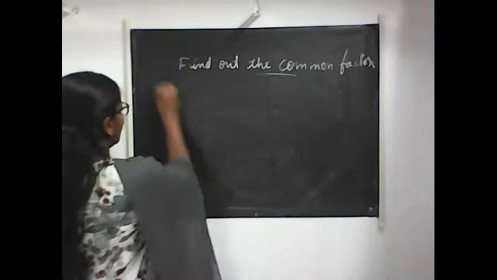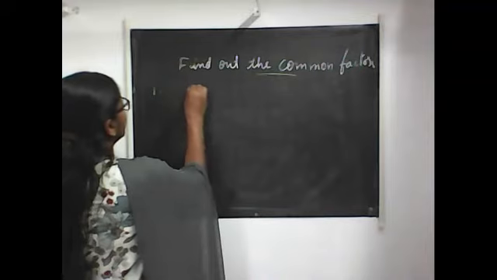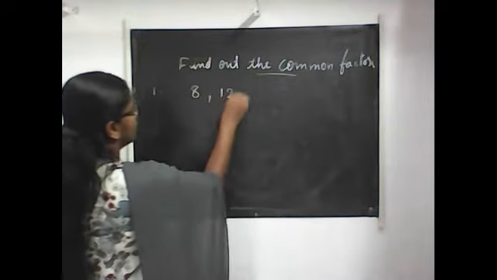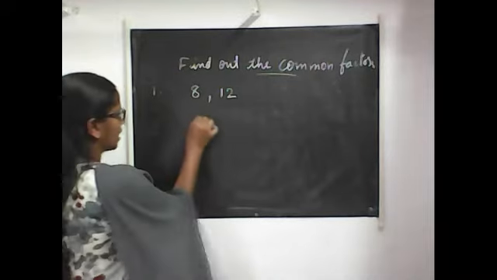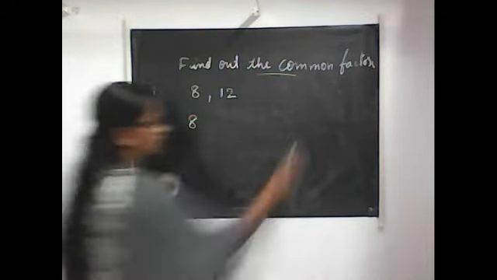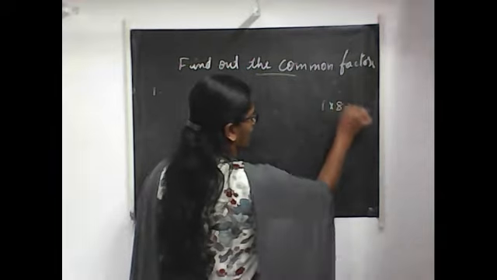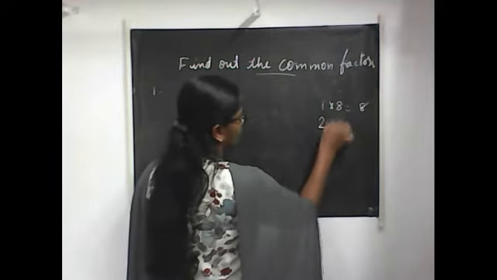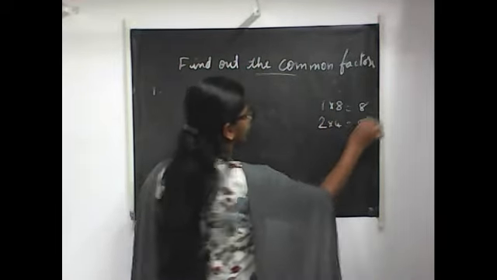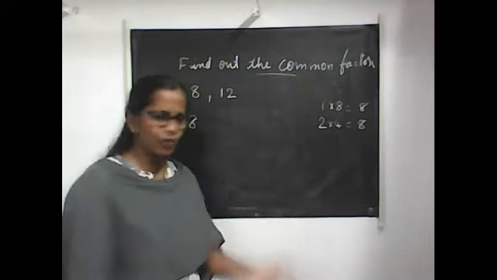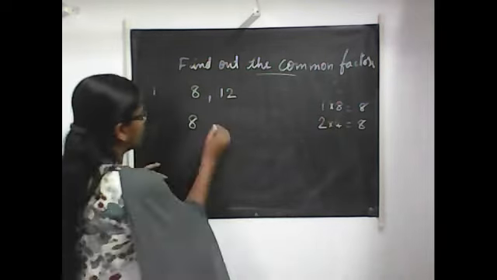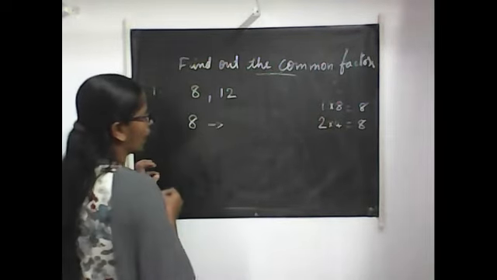See, the first question is 8 and 12. Find the common factors of 8 and 12. So first take 8. Write all the multiples in the working column. 1 into 8 is 8. 2 into 4 is 8. Any more numbers? 3's table 8 won't be there. 5's table 8 won't be there. So you can write the factors like this, putting a hyphen or arrow mark.